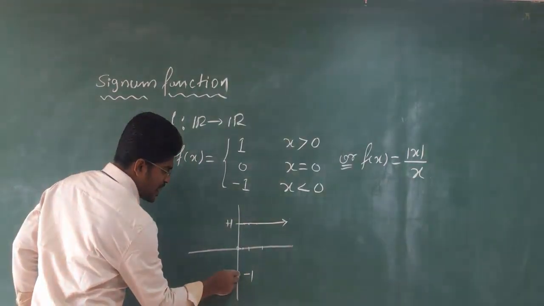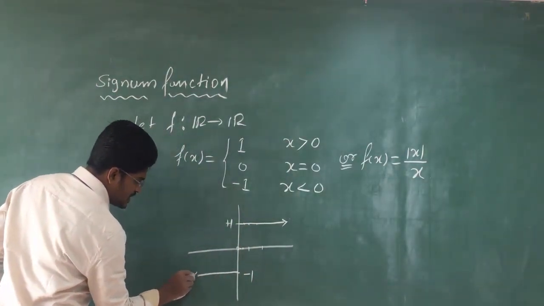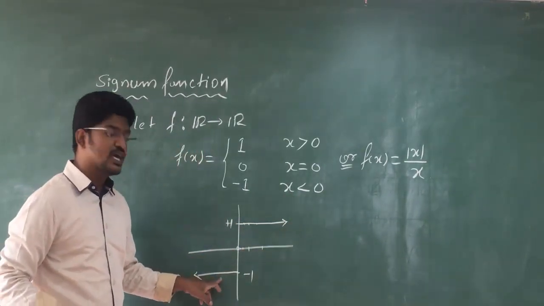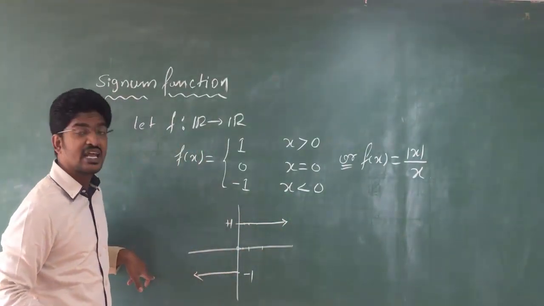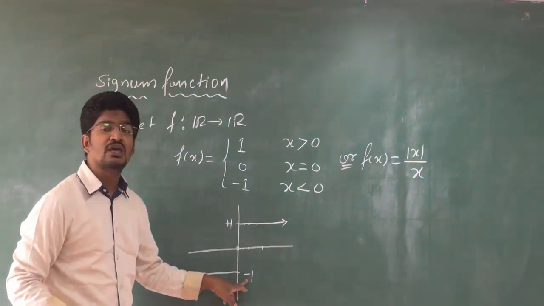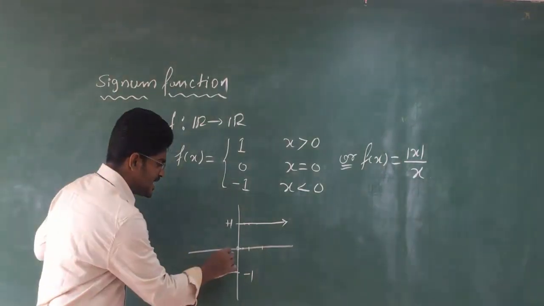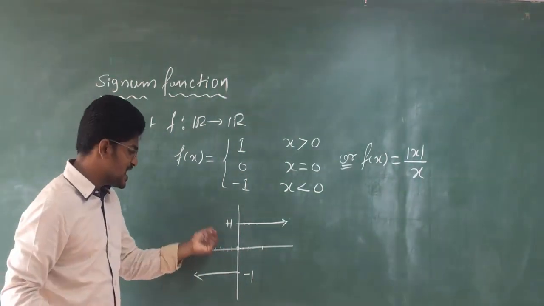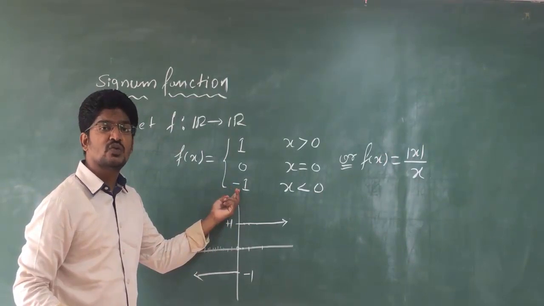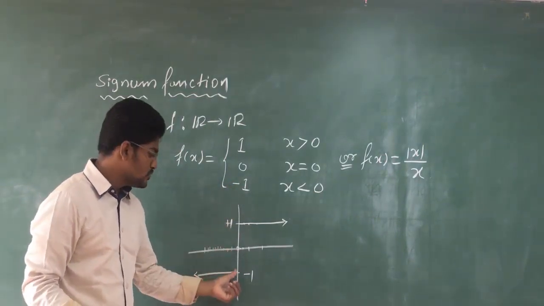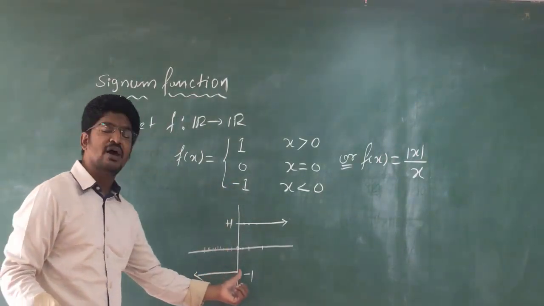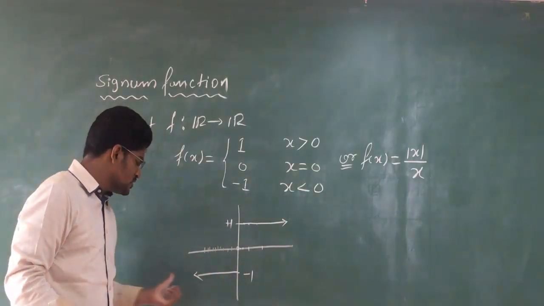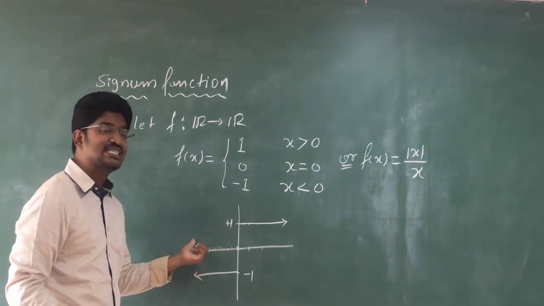Next, if I take x lesser than 0, again it is parallel to the x-axis, it goes towards negative infinity and the output will be minus 1. Clear? I can take any number from here. If I take any number, your output is what? Minus 1. It's not going to change. So it will be constant on minus 1 and going towards minus infinity on the x-axis.